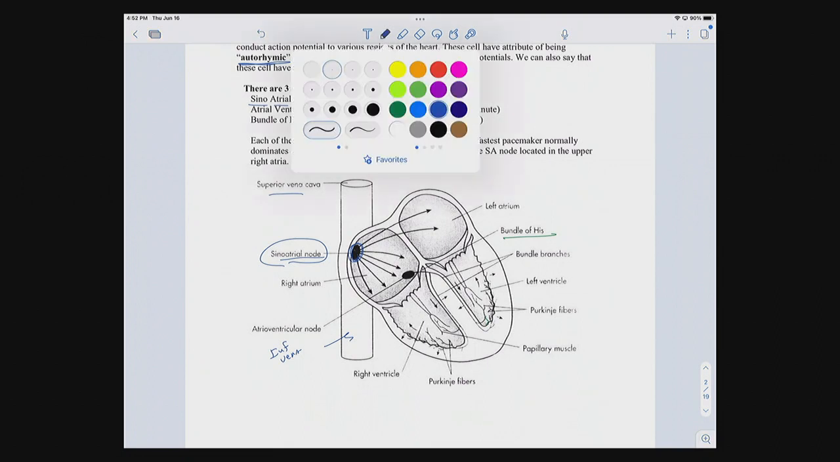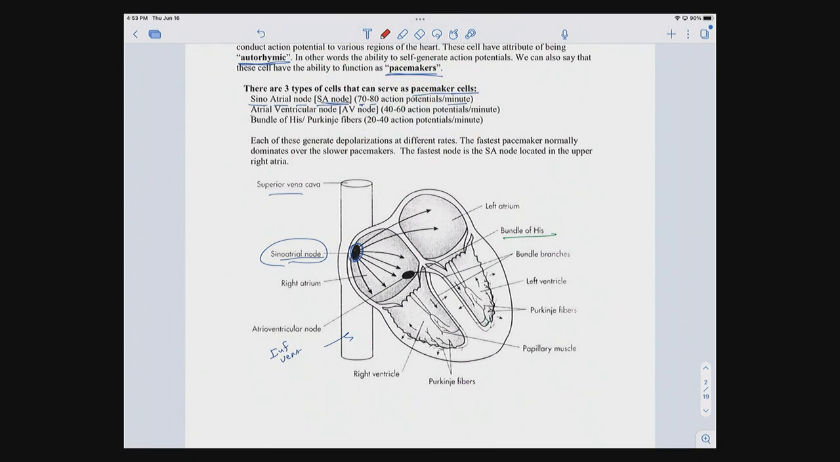Then we have another set of specialized cells, the atrioventricular node, which we'll shorthand and call the AV node. There is my AV node here, and the AV node is also in the right atrium, but in the base of the right atrium, very near the tricuspid valve, or the AV valve that's between the right atrium and the right ventricle. It also has an ability to self-generate action potentials, and its basic pacing is anywhere from 40 to 60 action potentials per minute.